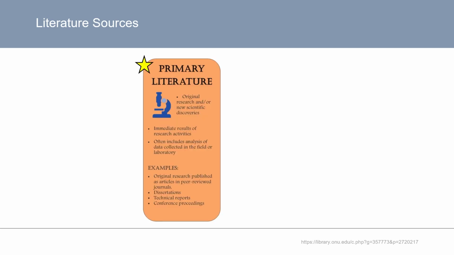However, not all literature sources are going to be equally good for helping you get to the boundary of human knowledge. The best source comes from primary literature. This is original research and/or other publications of new scientific discoveries. These are basically first-hand accounts of research having been conducted. Examples include original research in peer-reviewed journals. Also, it includes dissertations, technical reports, and conference proceedings.